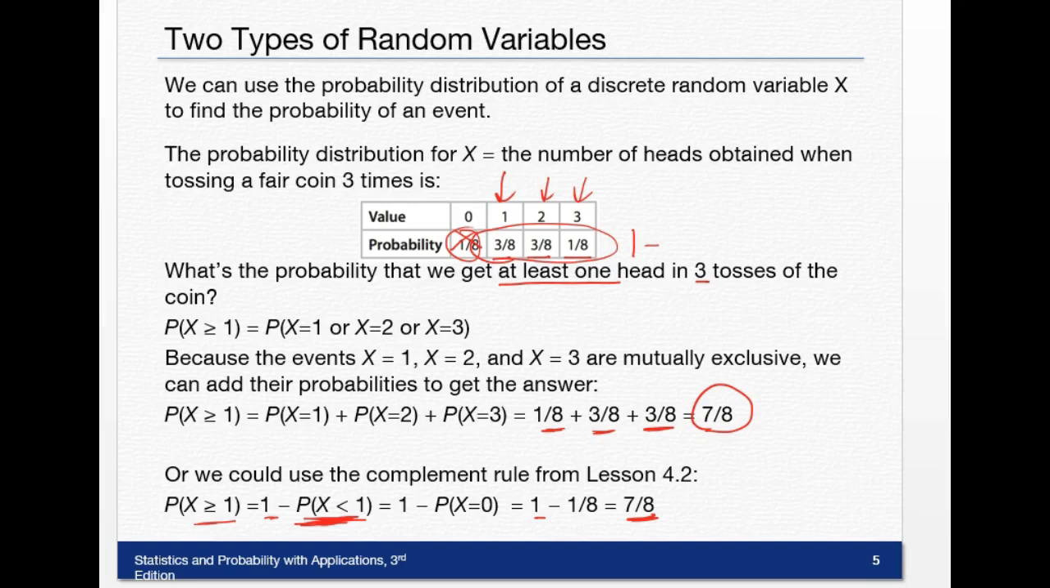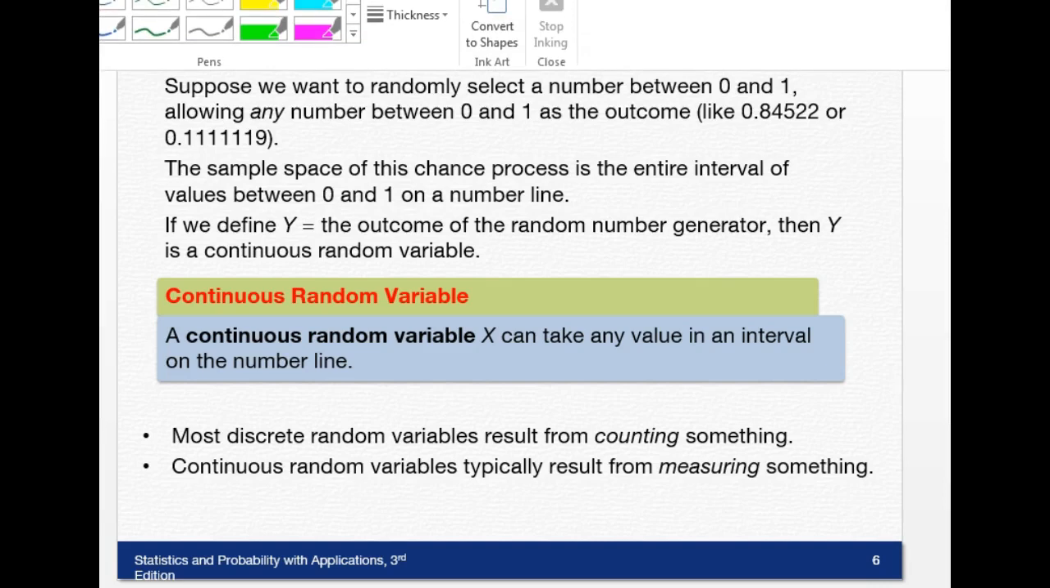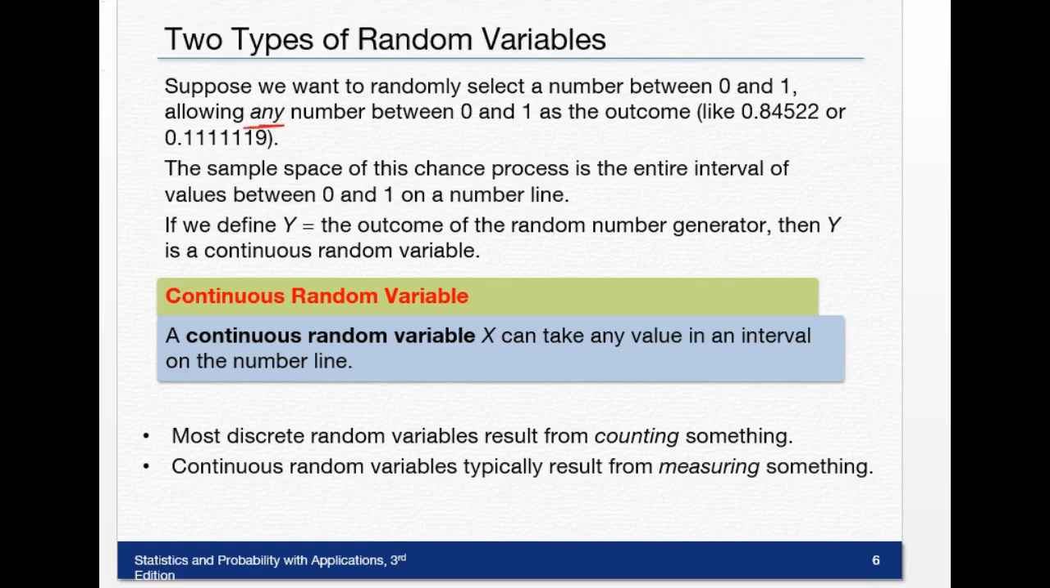Now, that is a discrete number, but what about a continuous number? If you want to randomly select a number between 0 and 1, allowing any number as the outcome, like this giant decimal or this giant decimal, we have a whole lot more possibilities. The sample space of this chance process is the entire interval between 0 and 1 on a number line. If we determine y is the outcome of a random number generator, then y is a continuous random variable. It can take any value in an interval on the number line. That includes decimals, okay? Decimals included.